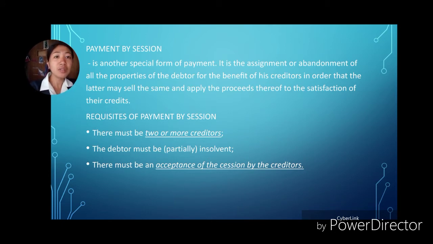Payment by cession is another special form of payment. It is the assignment or abandonment of all the properties of the debtor for the benefit of his creditors, in order that the latter shall sell the same and apply the proceeds thereof to the satisfaction of their credits. Requisites of payment by cession: there must be two or more creditors; the debtor must be partially insolvent; and there must be an acceptance of the cession by the creditors.